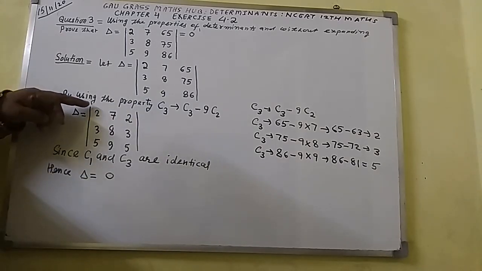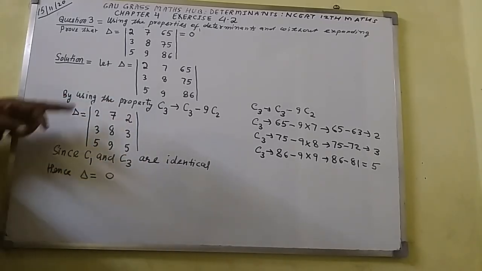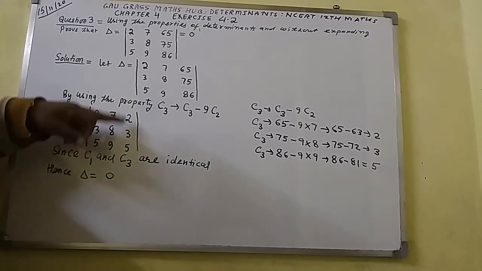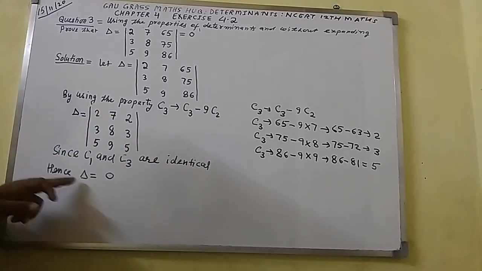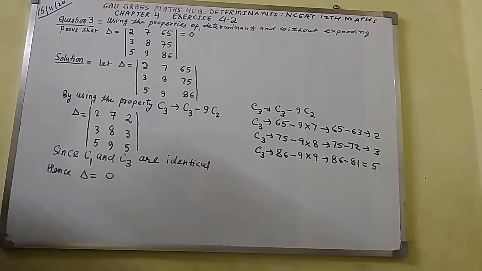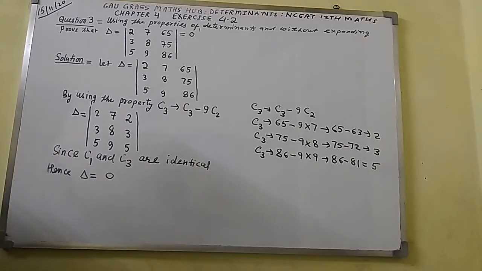Because C1 and C3 are identical, the first column and third column are identical, that's why the value of the determinant comes out to be 0. This is what you had to prove here. Here I have proved that this determinant comes out to be 0.